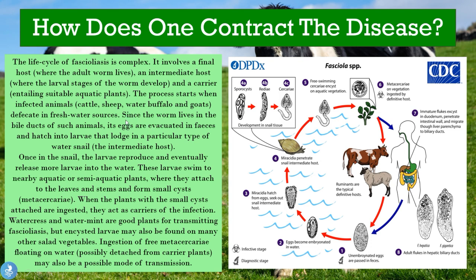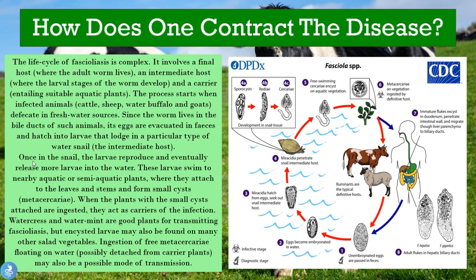Since the worm lives in the bile ducts of such animals, its eggs are evacuated in the feces and hatch into larvae that lodge into a particular type of water snail. And this is actually the intermediate host. So once the eggs become embryonated in the water, the miracidia hatch from the eggs and seek out a snail, which is the intermediate host, as we mentioned. And the miracidia actually penetrate the snail as the intermediate host.